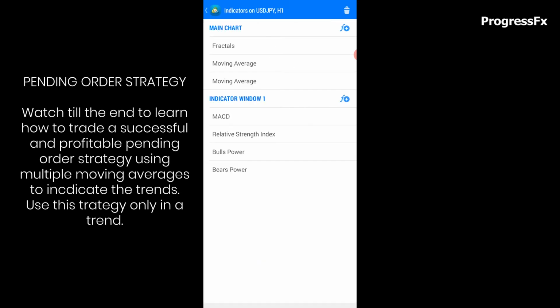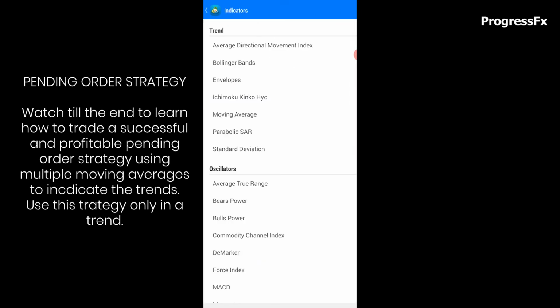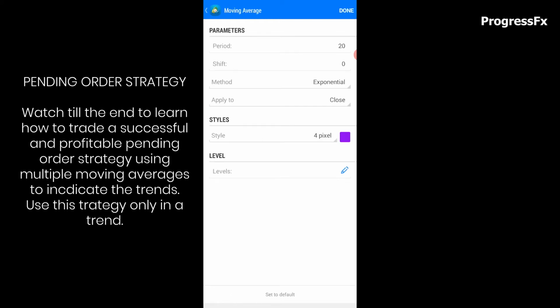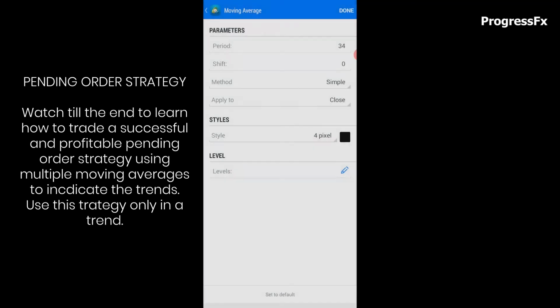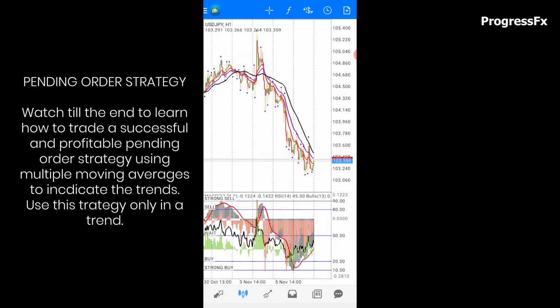And you go back to F key, you apply chart and the main chart, then select moving averages. This time around you change the period to 34, then method to simple, and leave it to apply to close. Then you change the color to the color of your choice. Then this is how it looks.